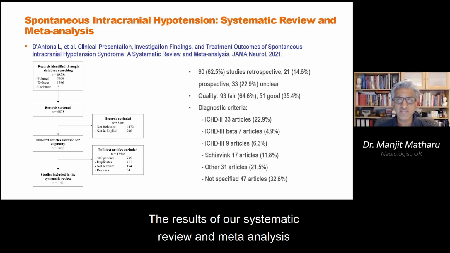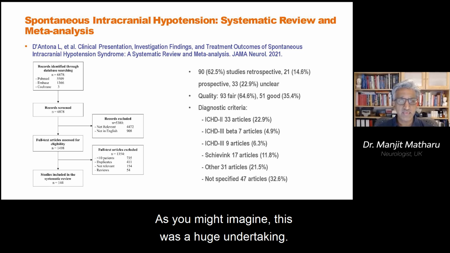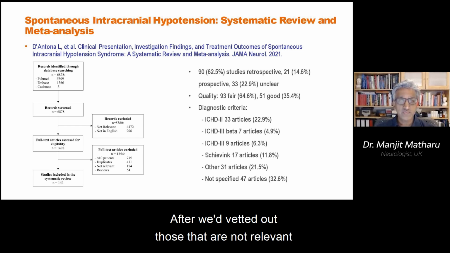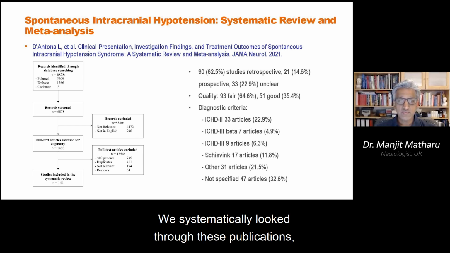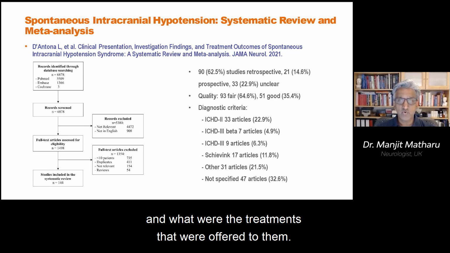The results of our systematic review and meta-analysis were published earlier this year. As you might imagine, this was a huge undertaking. We identified almost 7,000 publications. After we whittled out those that were not relevant to what we were focusing on, we were left with 144 publications. We systematically looked through these publications, trying to identify how patients presented, what investigations were carried out, and what were the treatments that were offered to them.